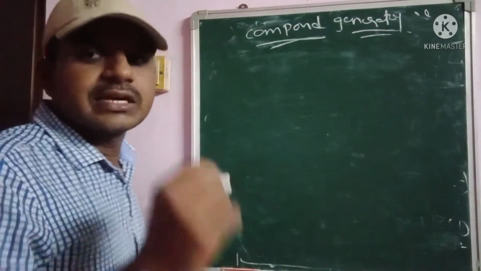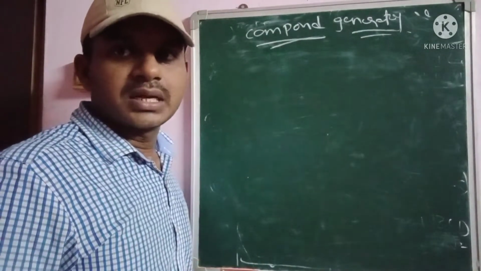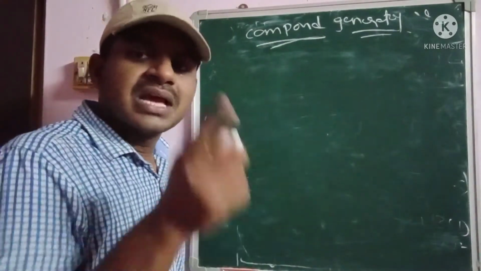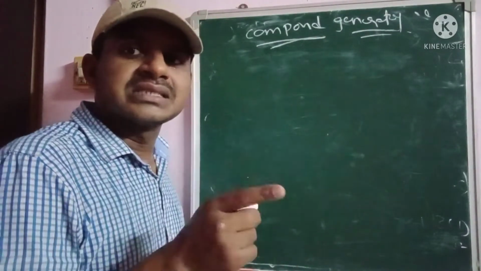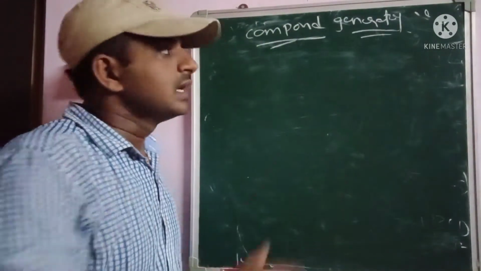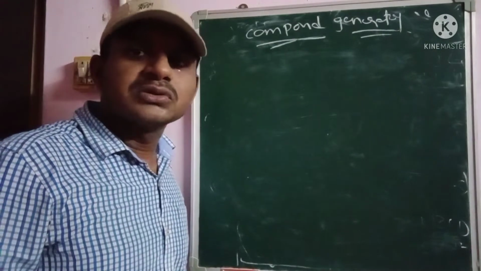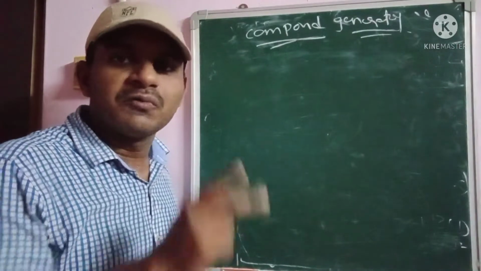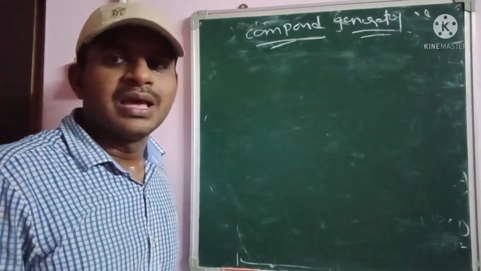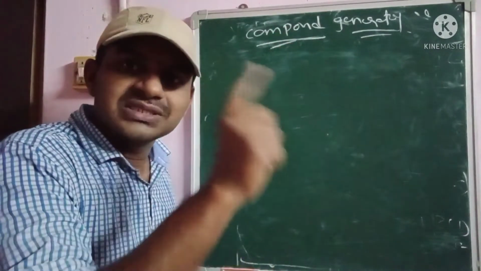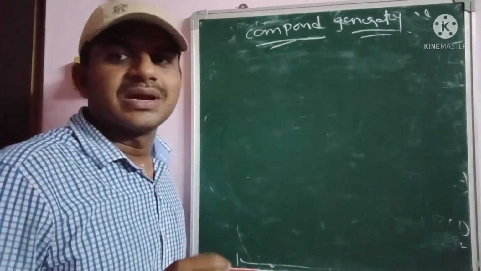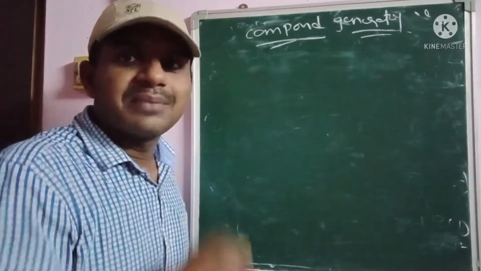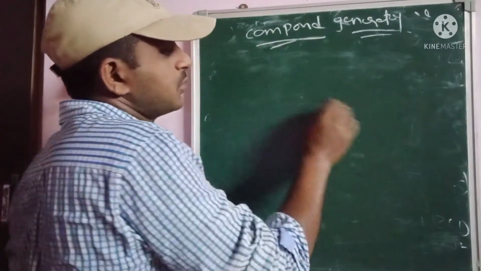Coming to the DC compound generator, it is entirely different from both the series generator as well as the shunt generator. Why? Because in this compound generator, we are using two field windings as well as one armature winding. Previously, in the series and shunt generators, we used only one field winding as well as one armature winding. But in the compound generator, we use two field windings and one armature winding. So coming to the construction point of view.